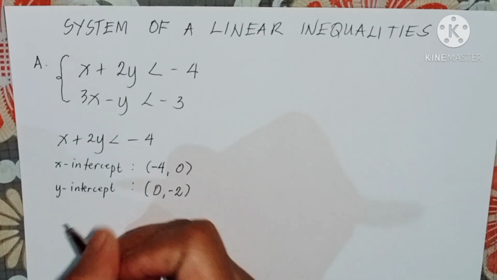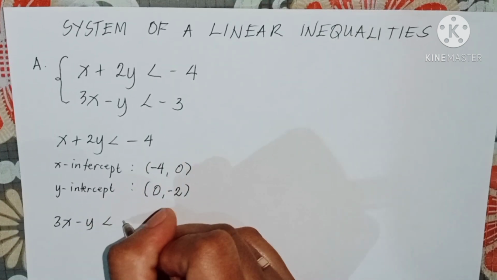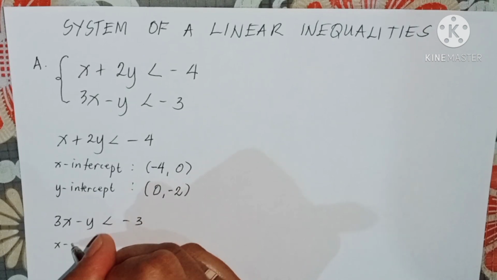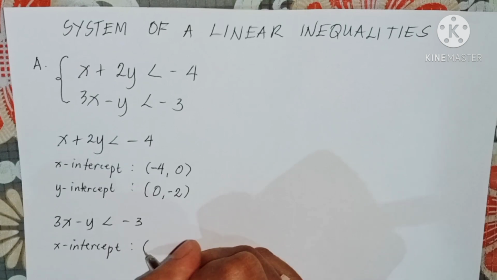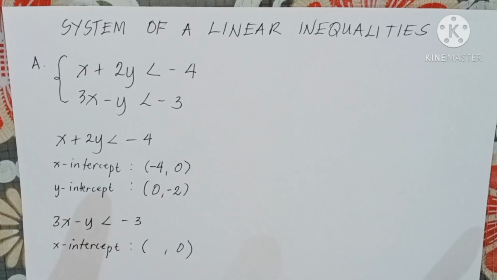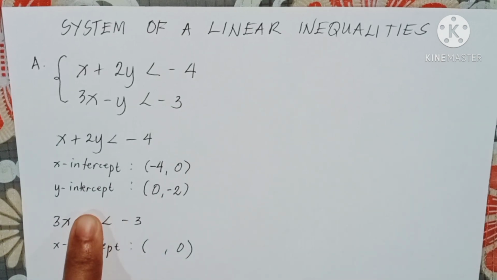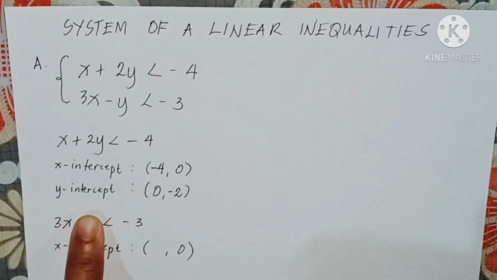So, let's go with the second inequality: 3x minus y is less than negative 3. The same procedure to find the x-intercept. We cover the y. So, 3x is equal to negative 3. Divide both sides by 3, so 3x divided by 3 is x. Negative 3 divided by 3 is negative 1.